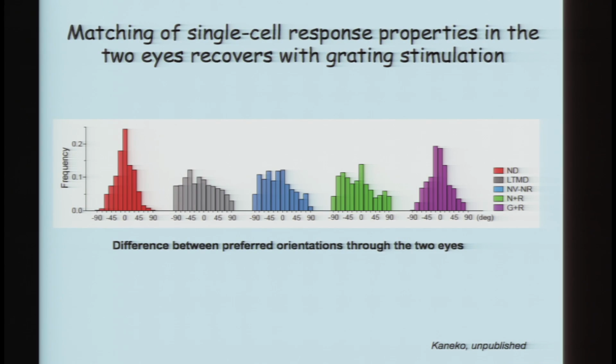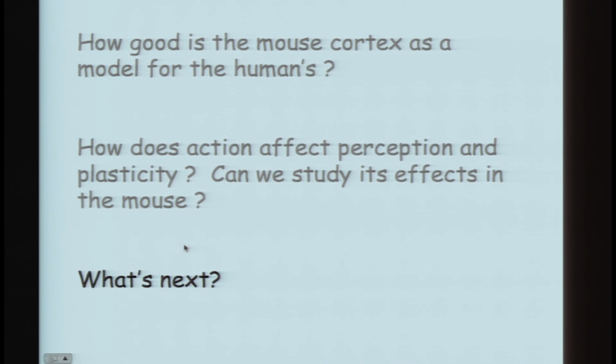And if you analyze the responses of the individual cells in the animals that recovered stimulated with bars and gratings, oriented contours, you recovered the ability of the cortex to match the preferred orientations in the 2 eyes. And it matches just about as well as it does in normal control animals that have never been deprived. And that's quite different from the result in the others.